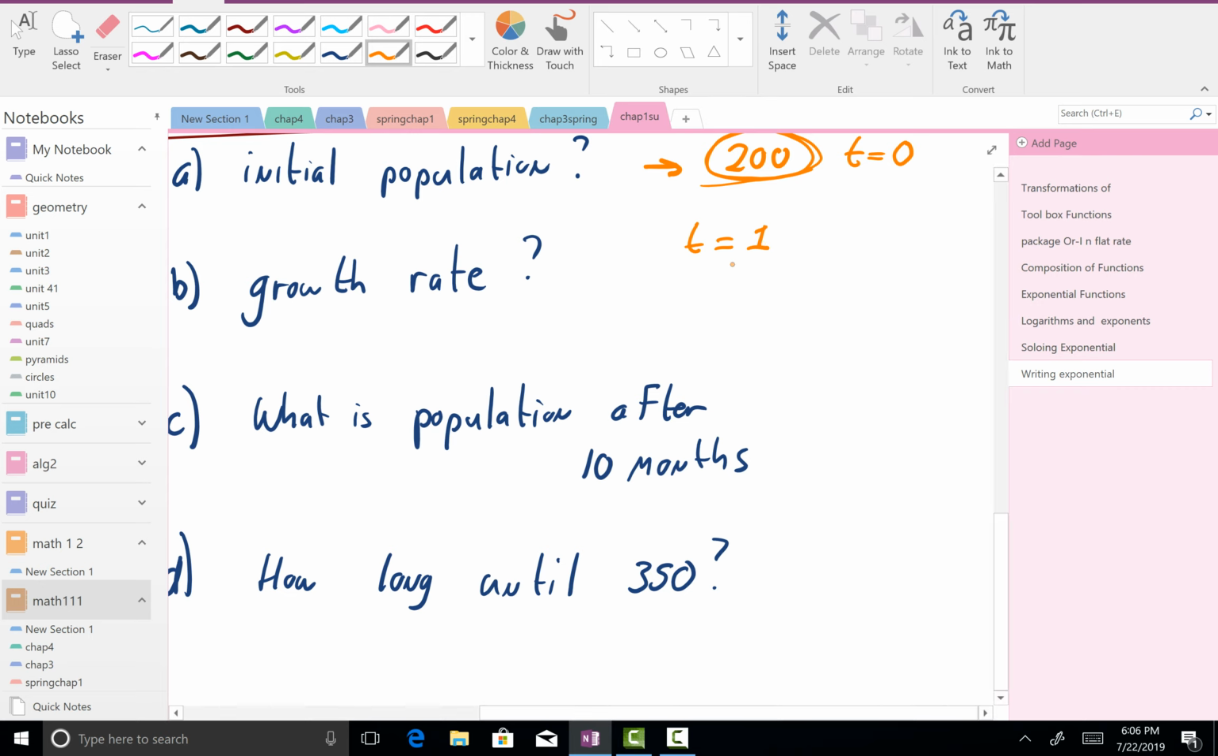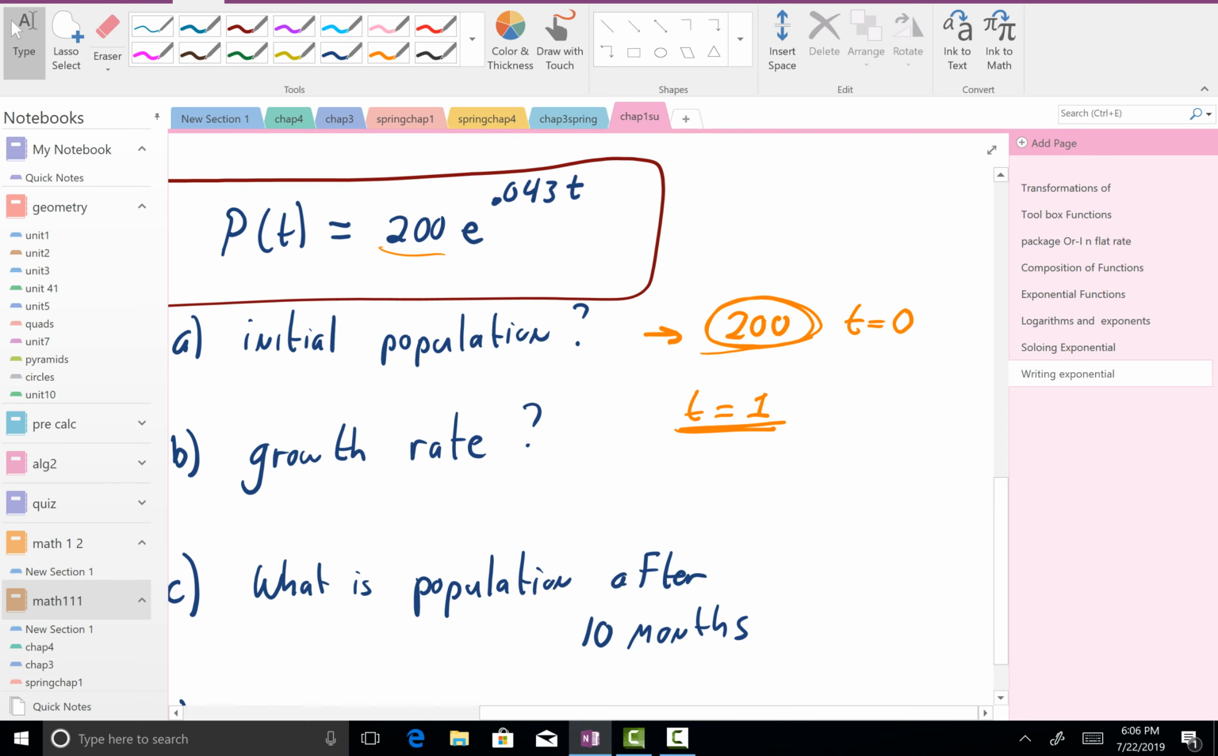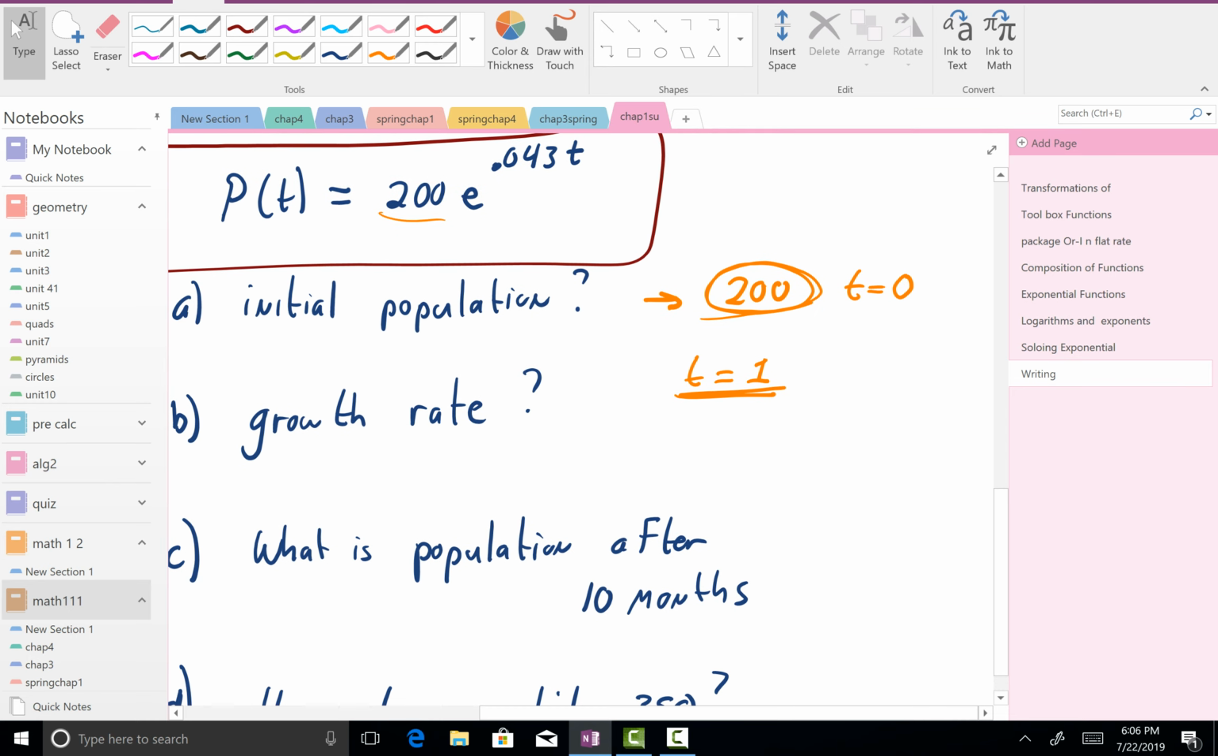So let's see, how could we figure out what the population is after one time period? What would we do? Yeah, plug in 1. Okay, so you're going to go into Desmos, go 200 e^(0.043 times 1) if you want, and see what we get. And then let me know. How much? 209.